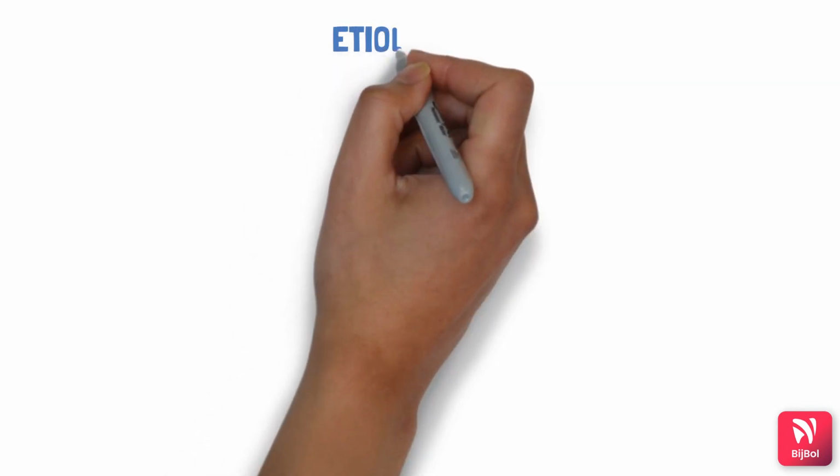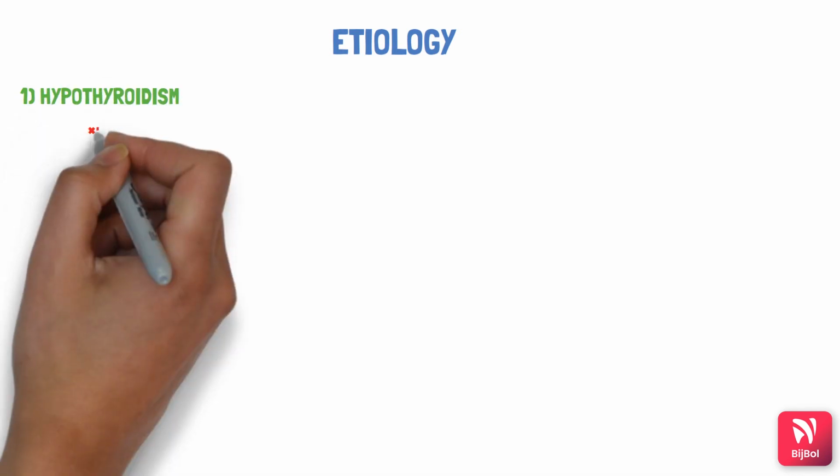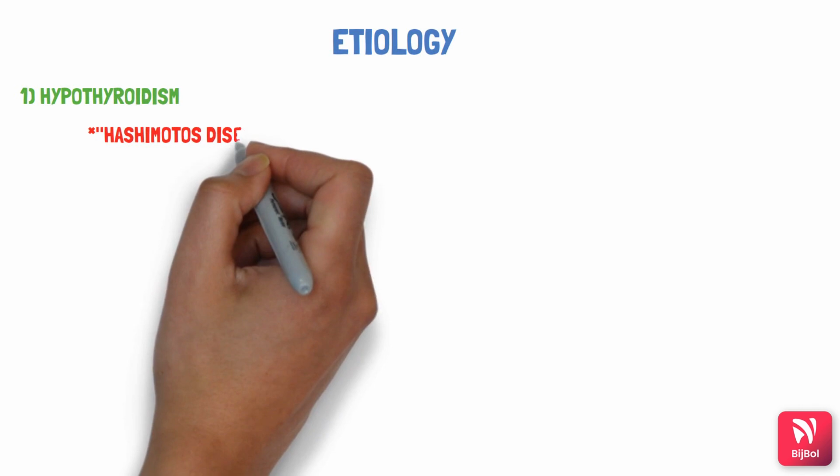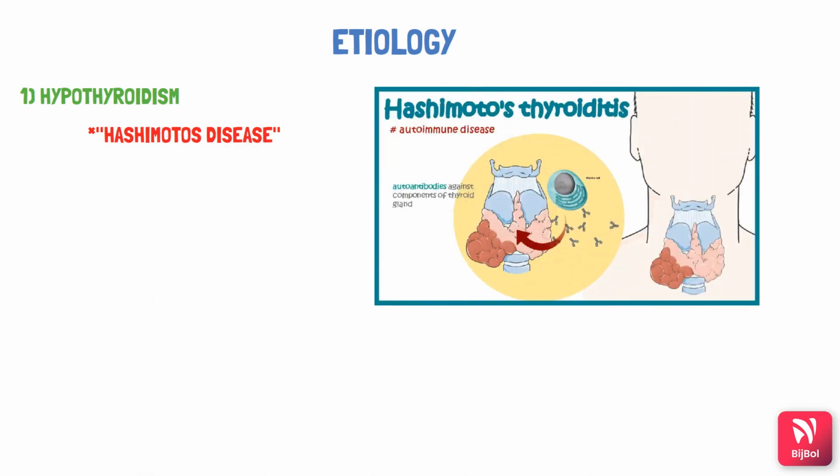Now let's talk about the etiology of hypo and hyperthyroidism. Let's see hypothyroidism first. The main cause of hypothyroidism is Hashimoto's disease. What is it? It is an autoimmune disorder where the thyroid follicles are destroyed.